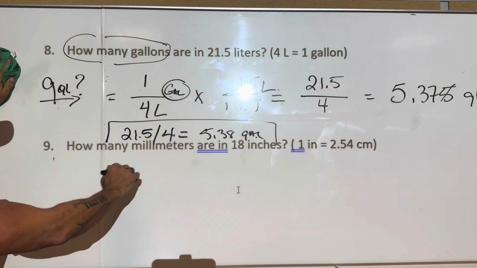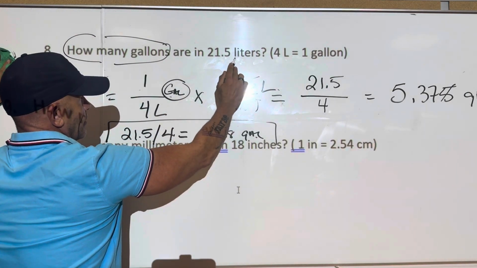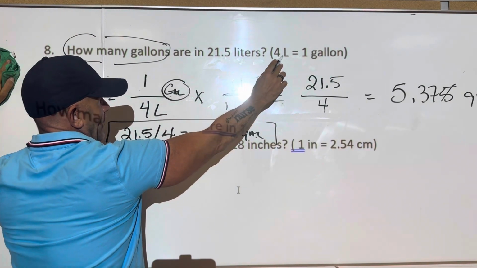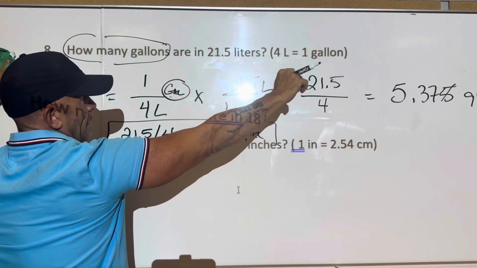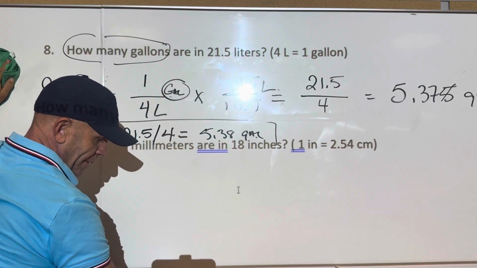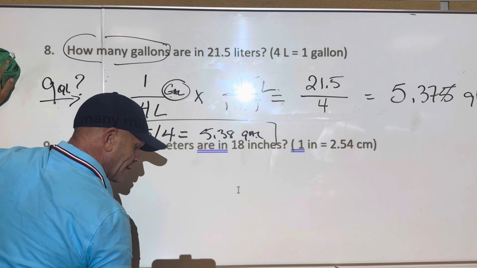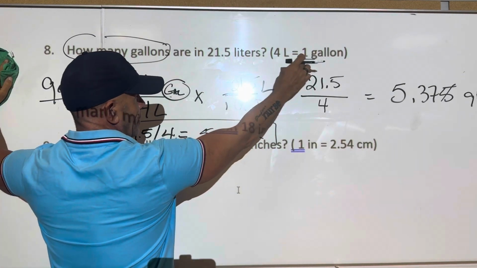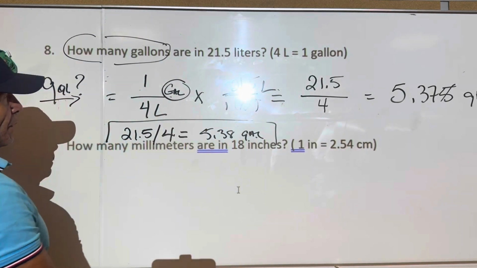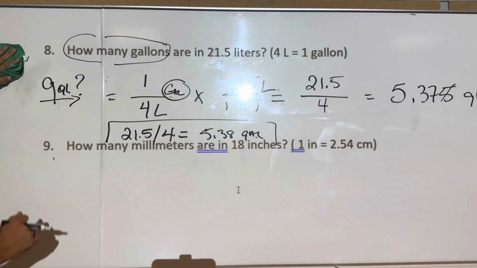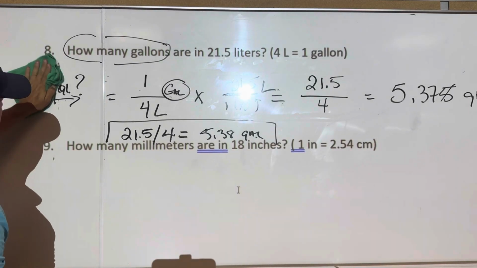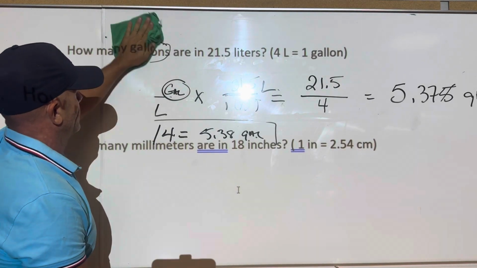But again, we know 4 liters is 1 gallon. We know that. But we've got 21.5 liters sitting in front of us. We want to look at that and say, how many gallons are in that? Well, we know there are 4 liters in 1 gallon. We take 21.5 divided by 4. Then we can multiply that times 1. And that gives you 5.38. Okay?